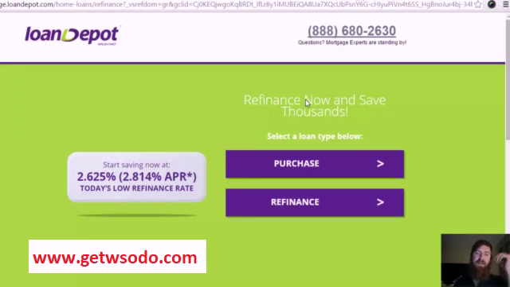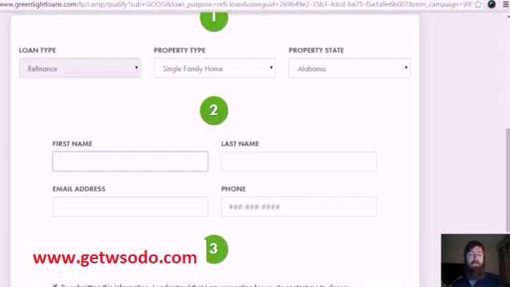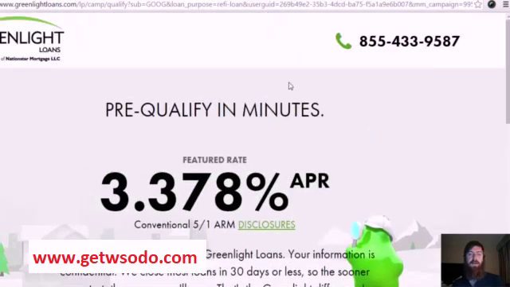Refinance now and save thousands. So they're trying to allude to urgency here. They're saying this is today's low refinance rate. Now, if they were somehow able to put a chart or something and show how today is lower than any other day in recent history, that would be money. But these companies are already doing well.